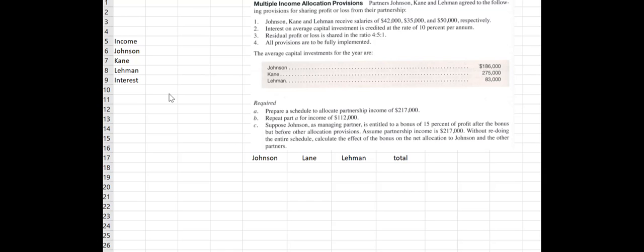So they're telling you even if one of the first ones makes the partnership income go negative, keep plowing ahead and do all 1, 2, 3.